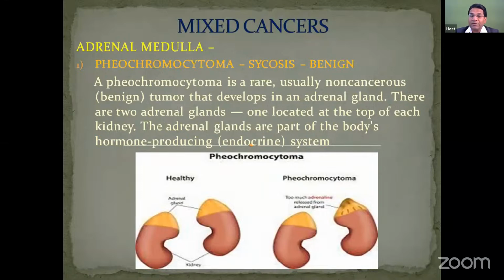First, pheochromocytoma, that is benign. A pheochromocytoma is a rare, usually non-cancerous benign growth or tumor that develops in an adrenal gland. There are two adrenal glands, one located at the top of each kidney, left and right. Two adrenal glands, that means left and right gland. The adrenal glands are part of body's hormone producing system, that is endocrine. So you can see pheochromocytoma, see the growth at the top of adrenal gland.